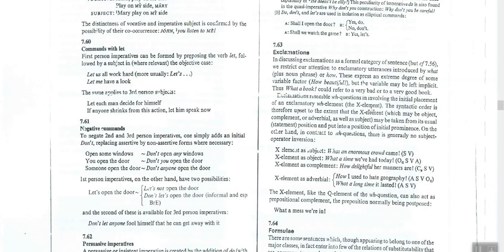Like for example, how beautiful. But the variable may be left implicit. What does it mean here? The variable is implicit. We said these express a variable which may be implicit. Implicit in the sense that, for example, sometimes when you say, what a book. Here, when we say what a book, it could refer to a bad or a good book. Very bad book. What a book.